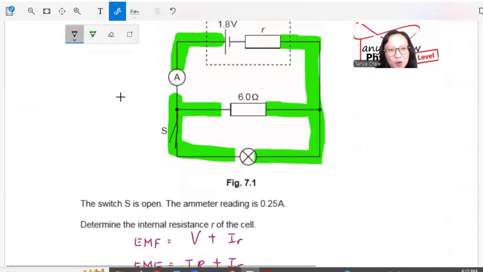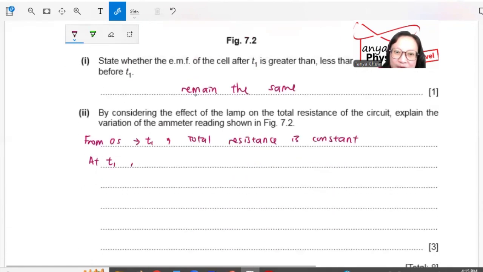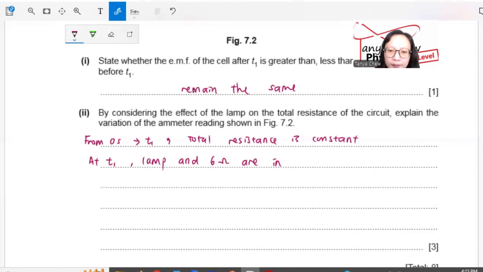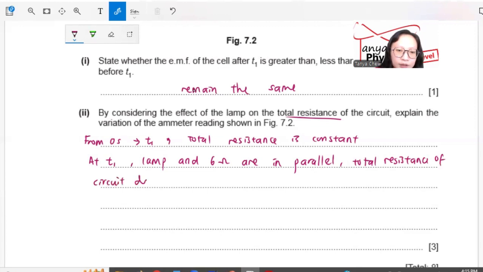When switch S is closed, the 6 ohm and this lamp are in parallel. If they are in parallel, the total resistance of the circuit will decrease. That is why the current increases. Lamp and 6 ohm are in parallel, total resistance of circuit decreases. Hence, current increases.